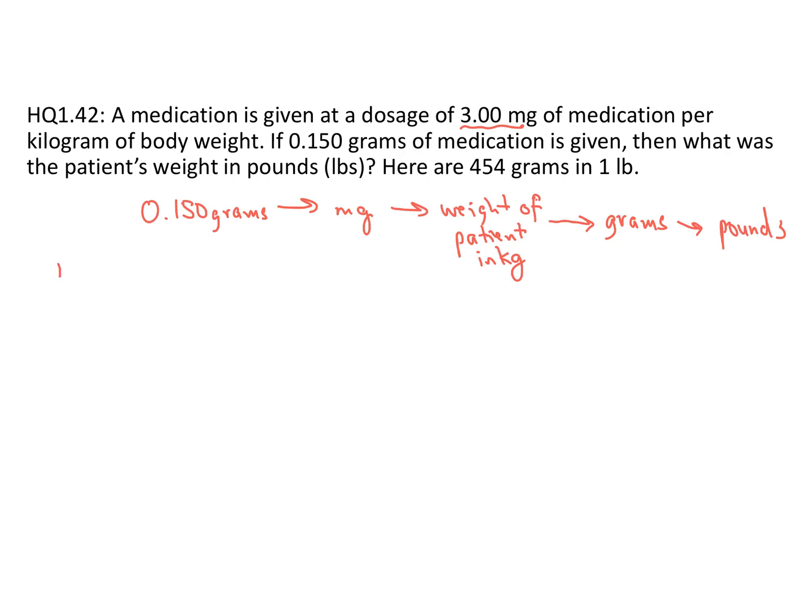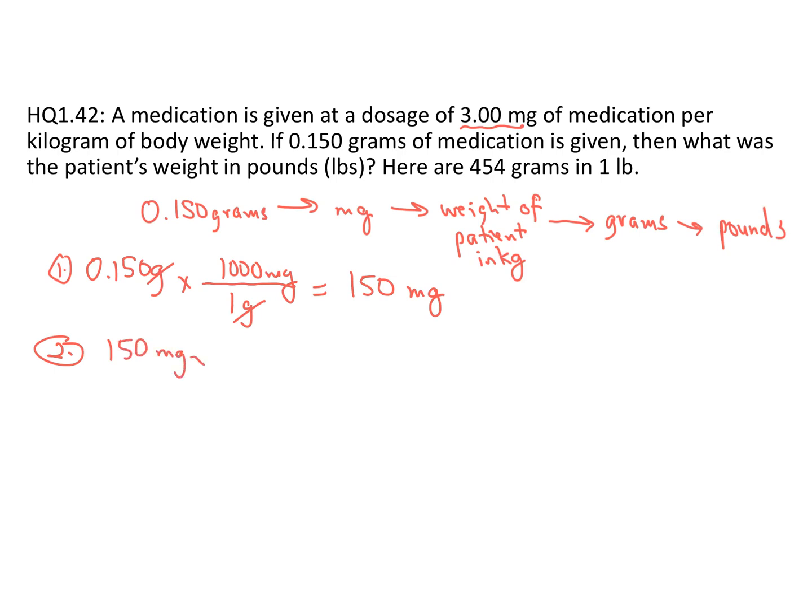So step 1, I have 0.15 grams, and I know that in 1 gram, I'm going to have 1,000 milligrams. So I multiply that by 1,000, and I'm going to have 150 milligrams of this drug. Now step 2, I have 150 milligrams, and I know that for this patient, I would need 3 milligrams for every 1 kilogram that patient weighs.